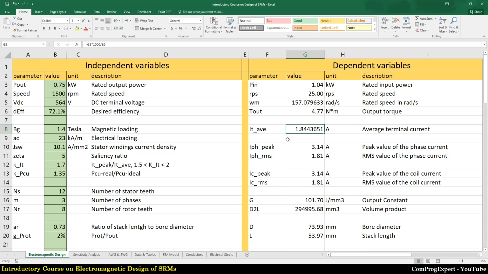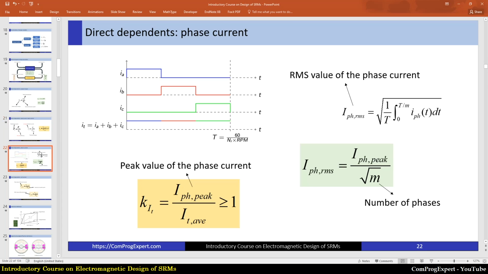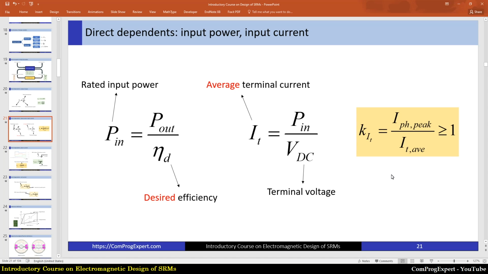And when we have this terminal current, we can go for other variables. Here we have an important parameter. This is KIT, a number that should be specified by the designer. What is this number and what is the concept behind this variable?